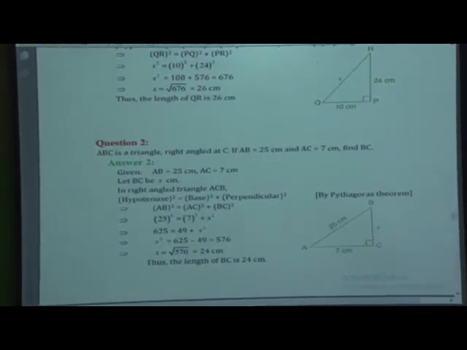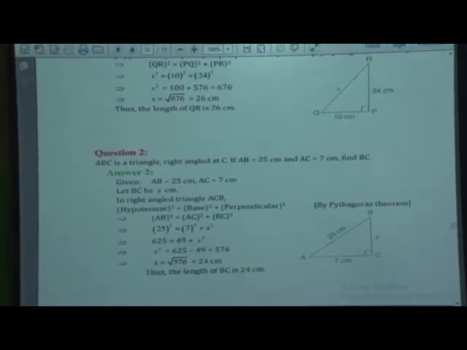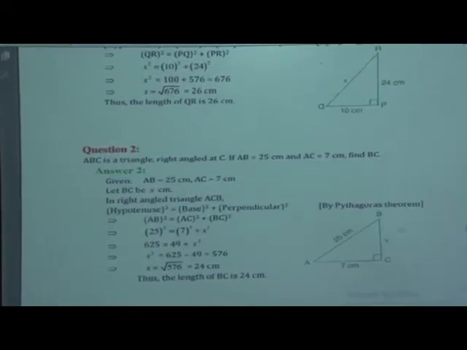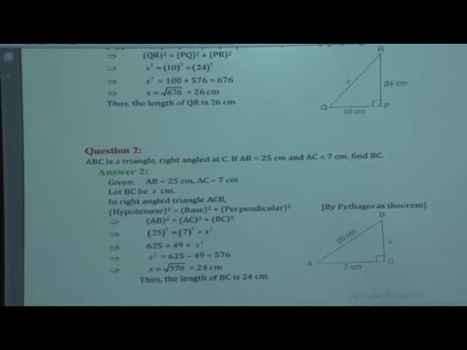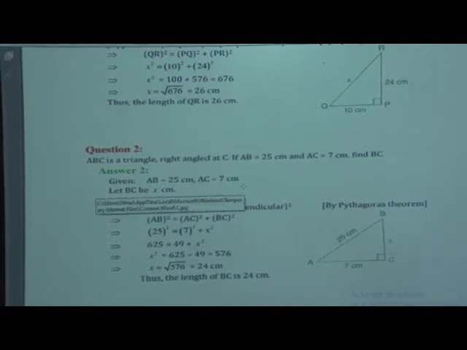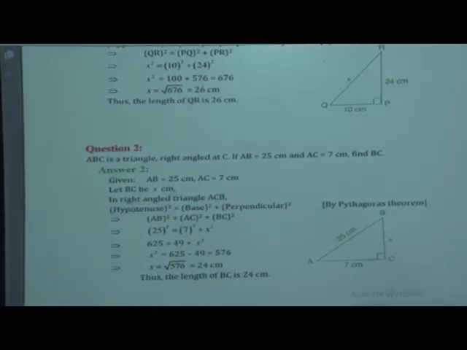So we have drawn the rough figure, and we have to find out AB, AC and BC, and we have to substitute the values of the lengths which are given to us. So what are the steps to prove the Pythagoras theorem? Given, we know that AB is equal to 25 centimeter, AC is equal to 7 centimeter, and let BC be x centimeter.